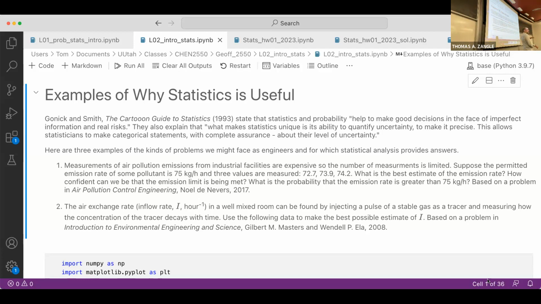Python was embedded in lecture notes 1. It'll be embedded in all of the lecture notes. It's part of your homework. We'll talk a little bit more about some of the functions that are available in Python for you to use, and go through some examples of some questions that we'll be able to answer with statistics.